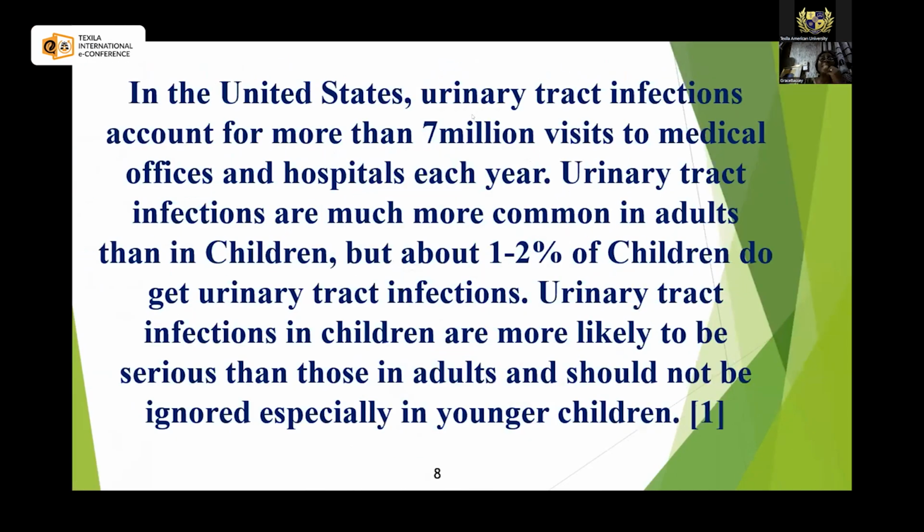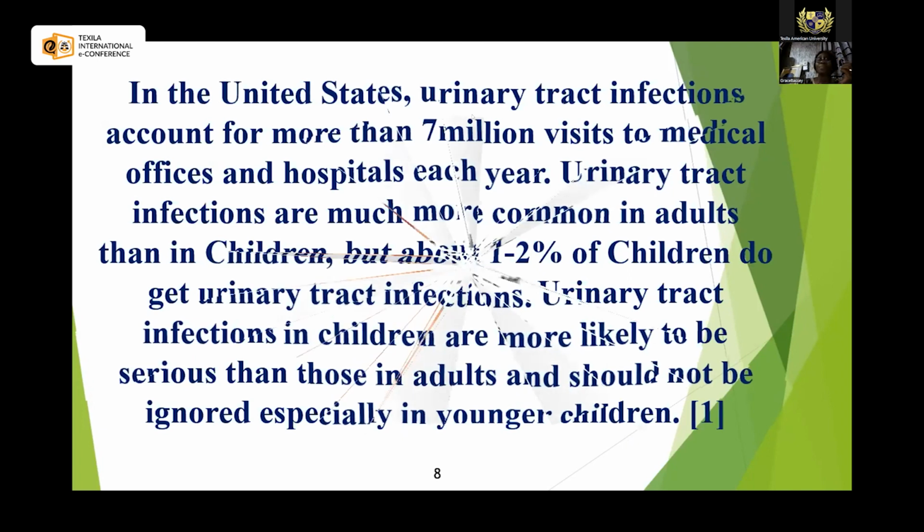So in the United States, urinary tract infections also account for more than 7 million visits to offices and hospitals each year. Urinary tract infections are much more common in adults than in children, but about 1 to 2% of children do get urinary tract infections. Urinary tract infections in children are more likely to be serious than those in adults and should not be ignored, especially in younger children.